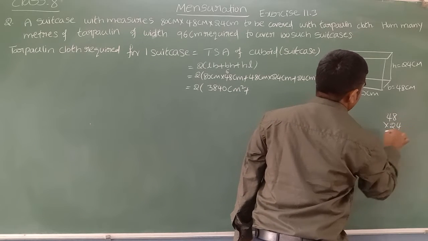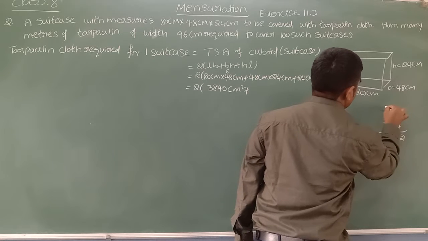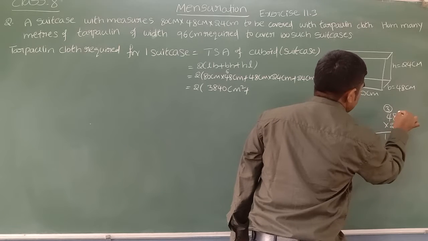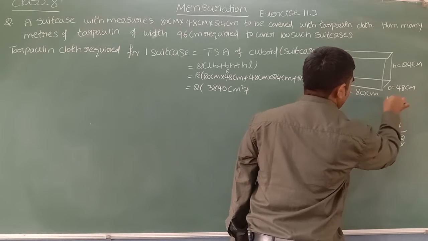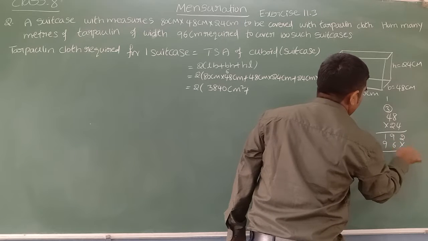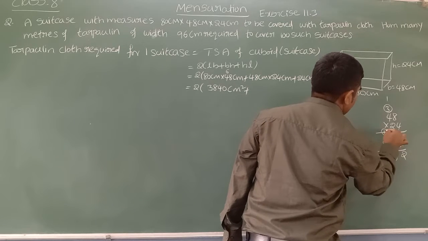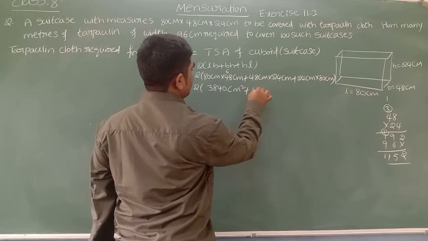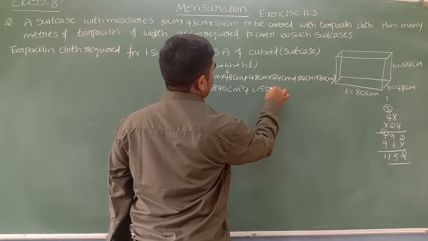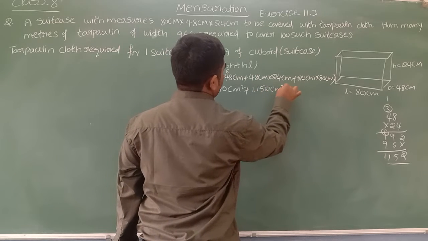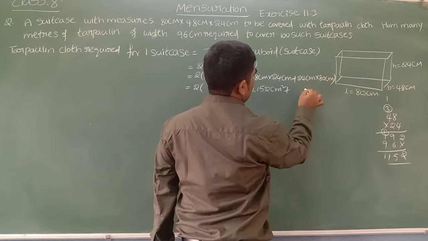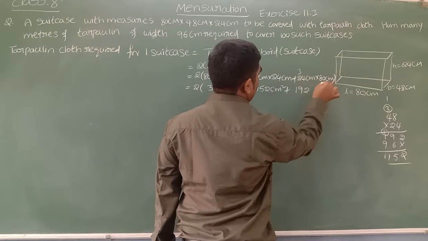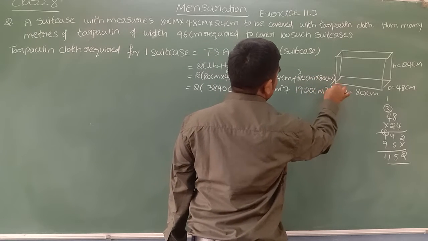48 multiply with 24. 4 8s are 32, 4 4s are 16 plus 3 is 19, 2 8s are 16, 1 carry, 2 4s are 8 plus 1 is 9. That gives 1152 square centimeters. Plus 24 into 80: 8 4s are 32, 2 carry 3, 8 2s are 16, 16 plus 3 is 19, and 1920 square centimeters.